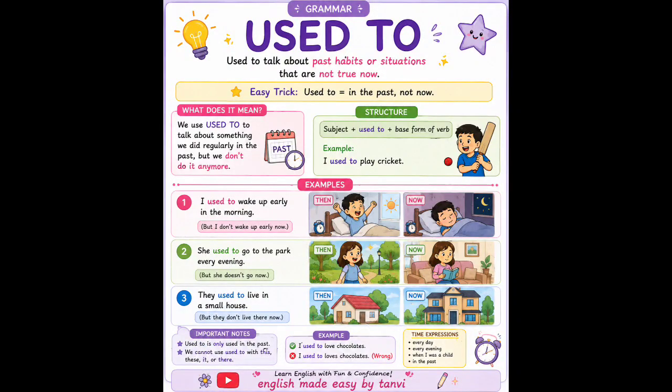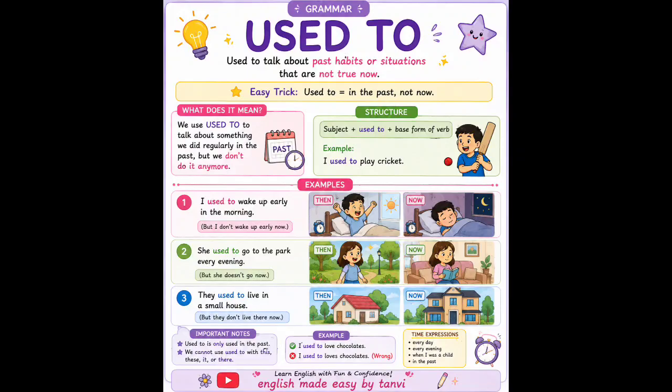So now, next modal is used to. This is one of the most important topics in English grammar. Used to talks about past habits, our old routines, the situations that were true but not now. For example, I used to play cricket every evening. मतलब मैं पहले रोज़ क्रिकेट खेलता था, but now I don't. मैं अब नहीं खेलता.